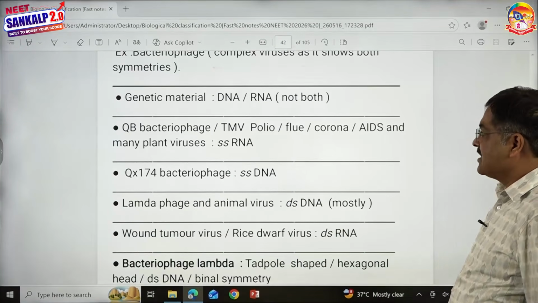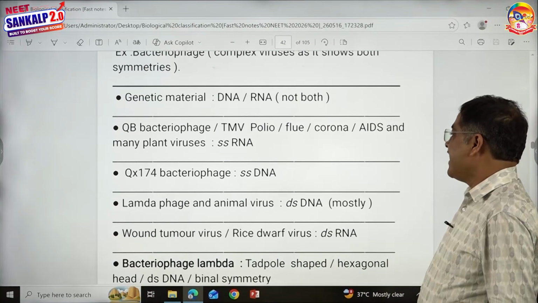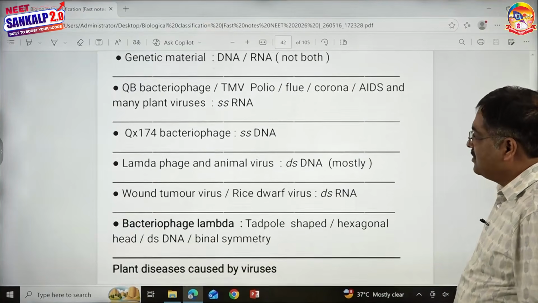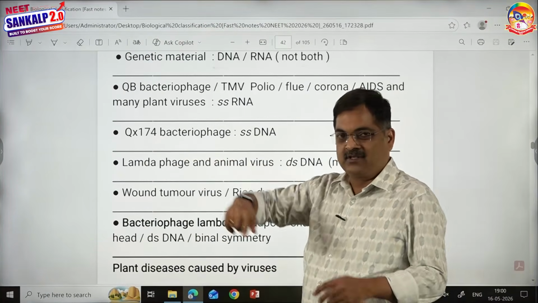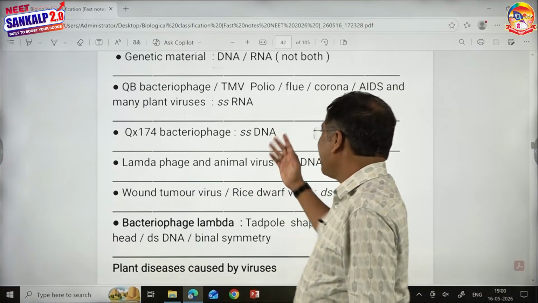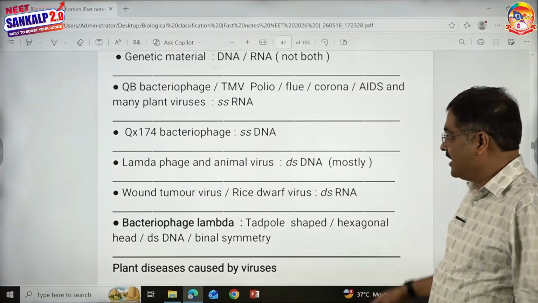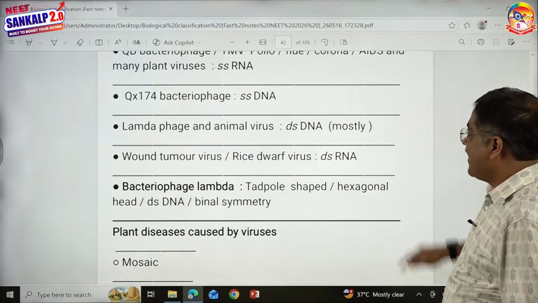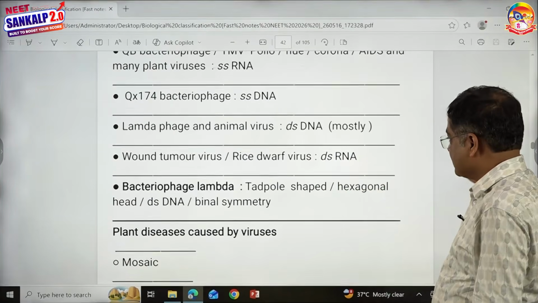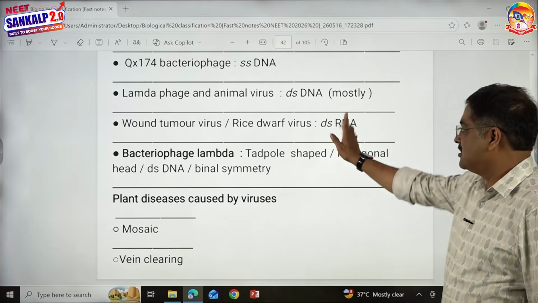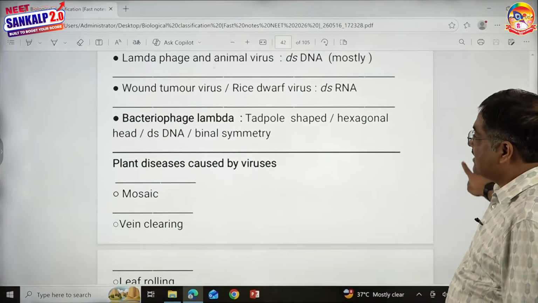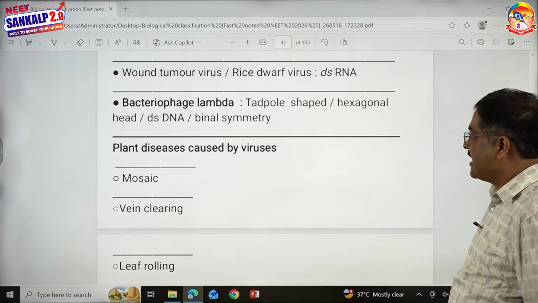Q-beta bacteriophage, TMV, poliovirus, flu virus, corona, AIDS, and many plant viruses have single-stranded RNA. So phi X174 bacteriophage is single-stranded DNA. Lambda phage and animal viruses have double-stranded DNA. Wound tumor virus and rice dwarf virus have double-stranded RNA. This question is not needed to remember. Bacteriophage lambda is tadpole-shaped with a hexagonal head. It contains double-stranded DNA.